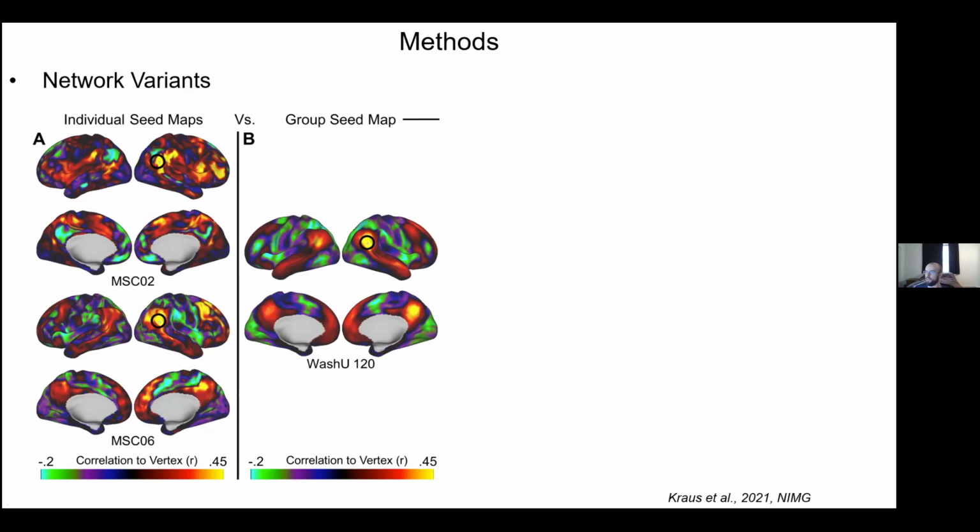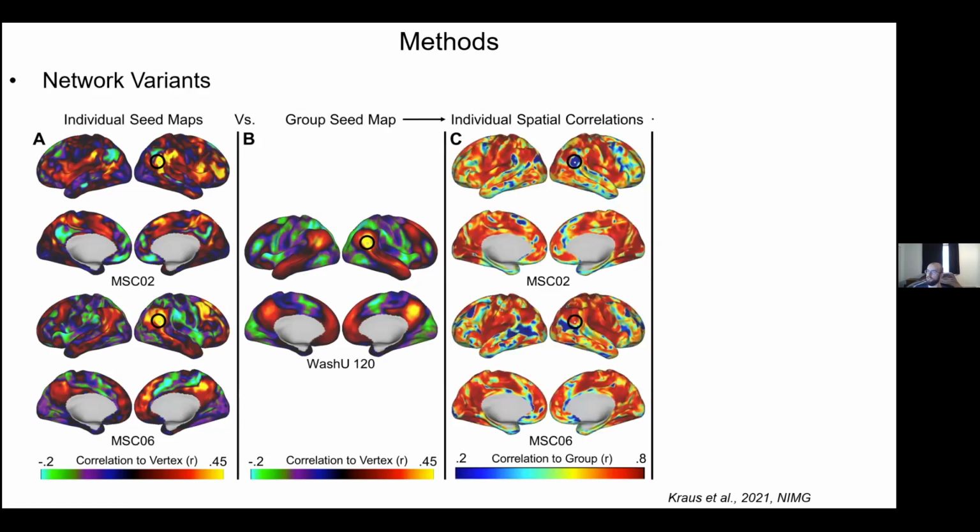So the way we quantify that is we do what's called a spatial correlation. Essentially, we take all the correlations between this area and every other region of the brain, and we string them out in a big line. We do the same thing for the group average, and then we run a correlation. So for instance, we ask how similar are the correlation patterns of MSC02 to the WashU 120. What you can see here is that we get a very low correlation to the group for MSC02. This region doesn't look very similar to the group, while in MSC06, we get a very high correlation because this looks pretty default mode networky. So that shows a strong similarity to what you'd expect in the group average.